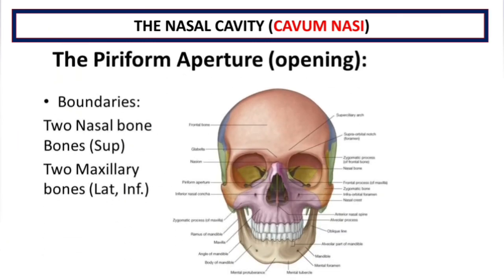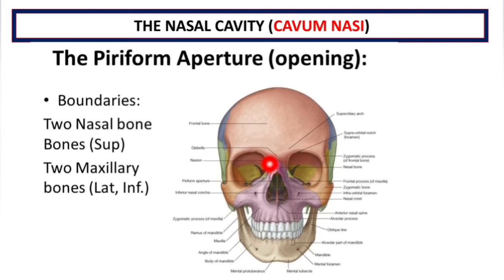Right, so on the anterior view, you can see the piriform aperture, the opening, right? Its boundaries are the two nasal bones superiorly here, and the maxillary bones, you can see them laterally and inferiorly bordering this piriform aperture.